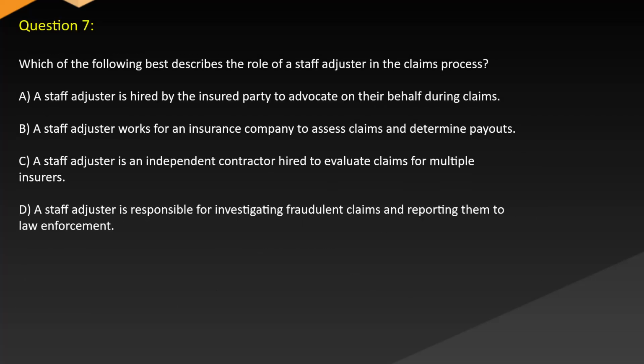Question 7. Which of the following best describes the role of a staff adjuster in the claims process? A. A staff adjuster is hired by the insured party to advocate on their behalf during claims. B. A staff adjuster works for an insurance company to assess claims and determine payouts. C. A staff adjuster is an independent contractor hired to evaluate claims from multiple insurers. D. A staff adjuster is responsible for investigating fraudulent claims and reporting them to law enforcement.